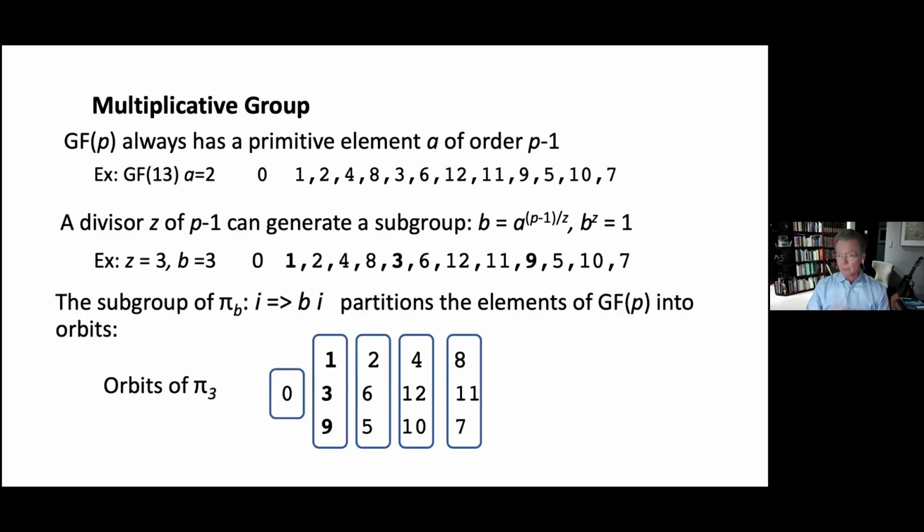When you have subgroups, you can use it to partition the elements of GF(p). So I start with 1, and it's generated by multiplying by 3: 1, 3, 9, then 2, 6, 5, then 4, 12, and so forth. So this subgroup of multiplying by 3 partitions all the non-zero elements into these orbits of size 3, and it just holds 0 fixed, okay?